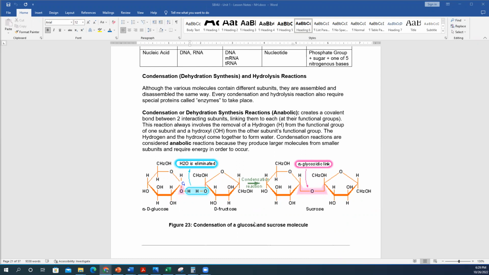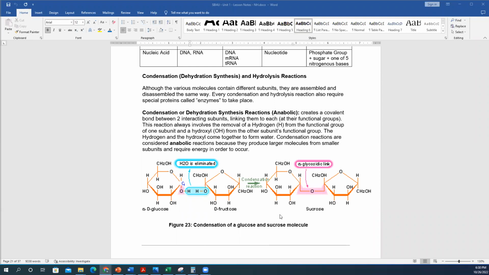We talked about how a condensation reaction, or another name for it, a dehydration reaction, is a synthesis type of reaction. So for example, you have these two monomers, two simple sugar molecules, a glucose and a fructose, and you can form the molecule sucrose through a condensation reaction, also known as a dehydration reaction.